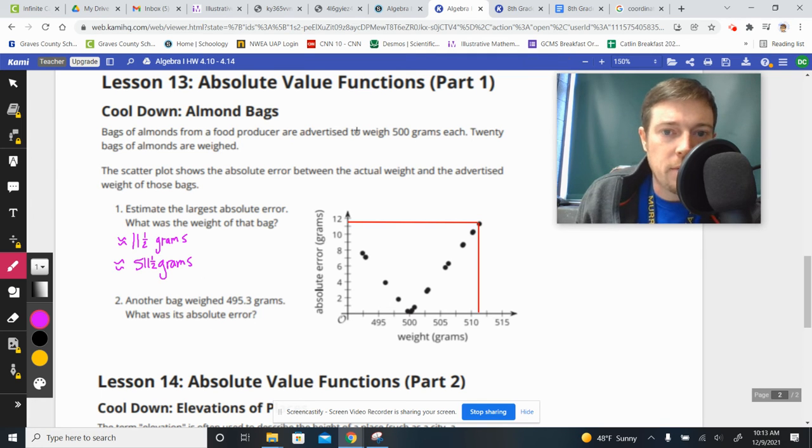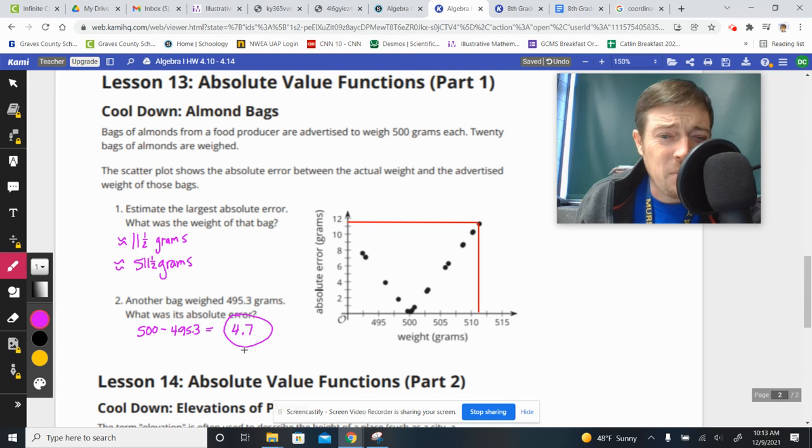Because if it was supposed to weigh 500 and this is how much it weighs, then we could simply do 500 minus 495.3, which is a difference of 4 and 7 tenths. Right? You take the absolute value of that if you subtract it the other way, but that's the way that I'm going to set it up.